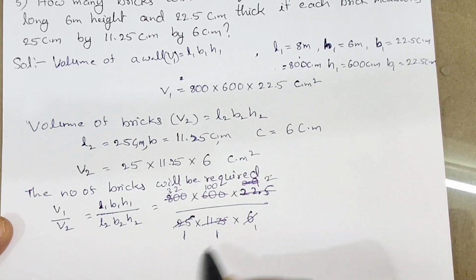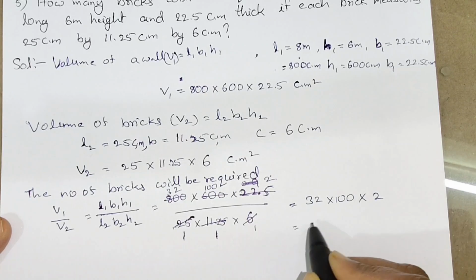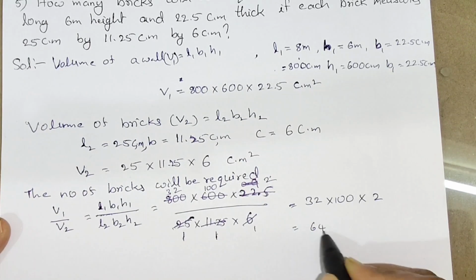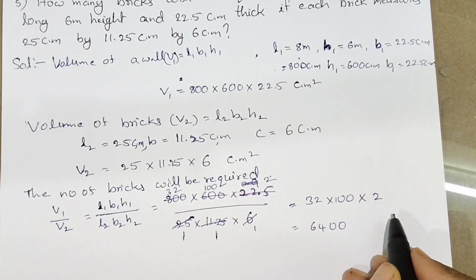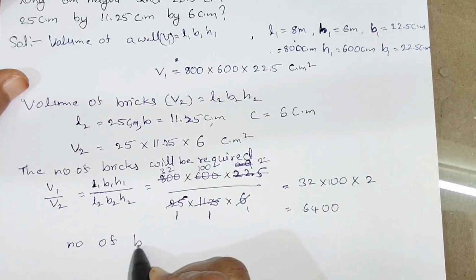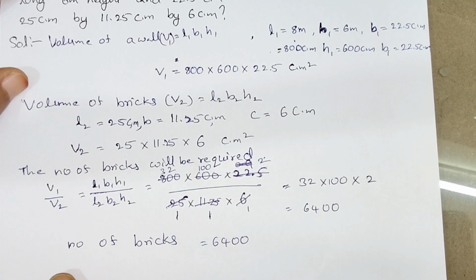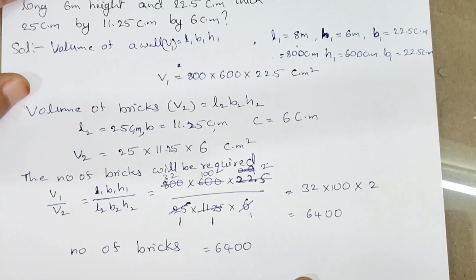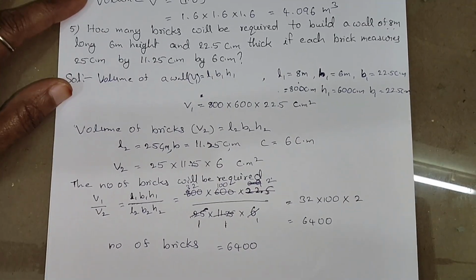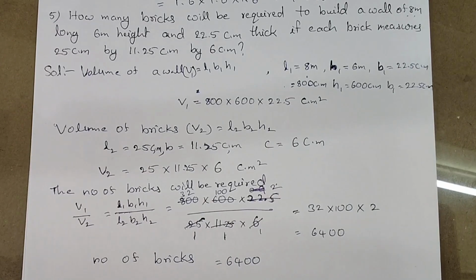Now 32 into 100 into 2, that is 6400. The number of bricks equals 6400. The required number of bricks is 6400. This is the complete fifth question answer.